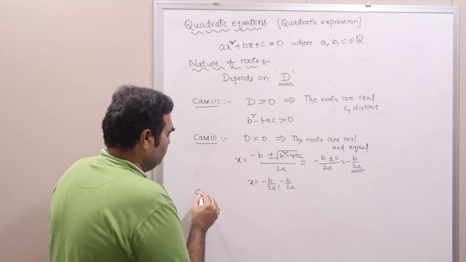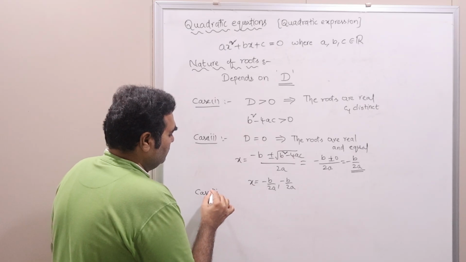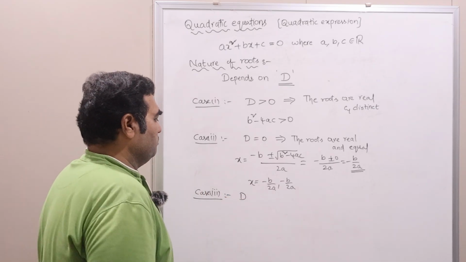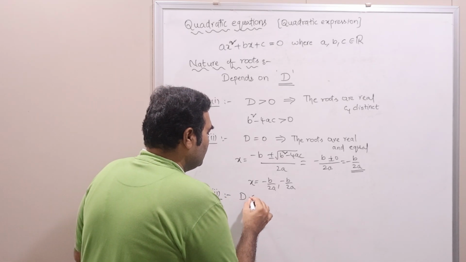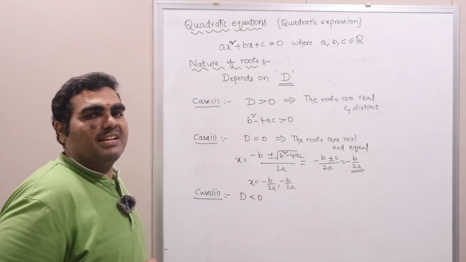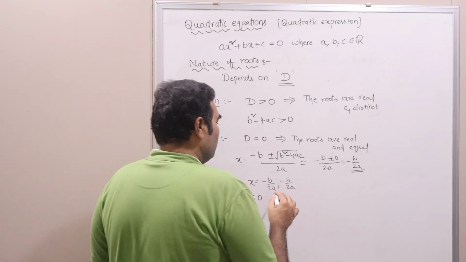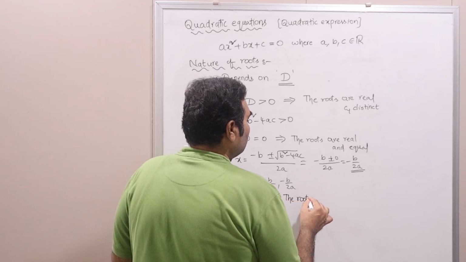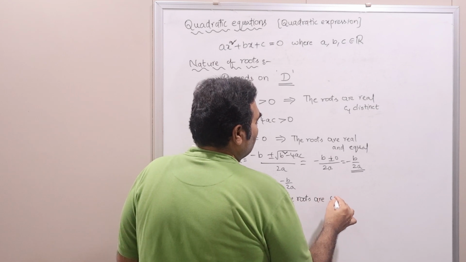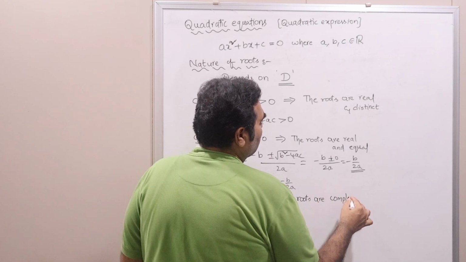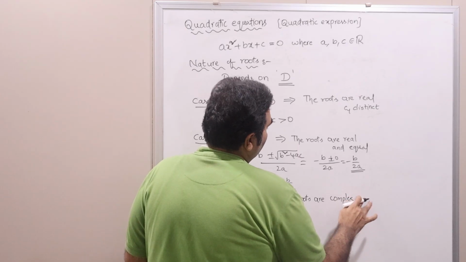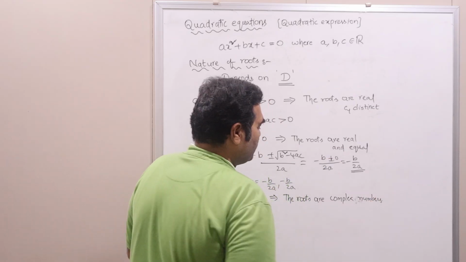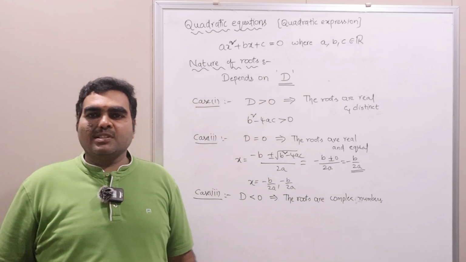Now, case 3. D is less than 0. That means that d is negative. If d is negative, it implies that the roots are complex numbers. For the time being, I am avoiding that. They are complex conjugates, obviously, right?